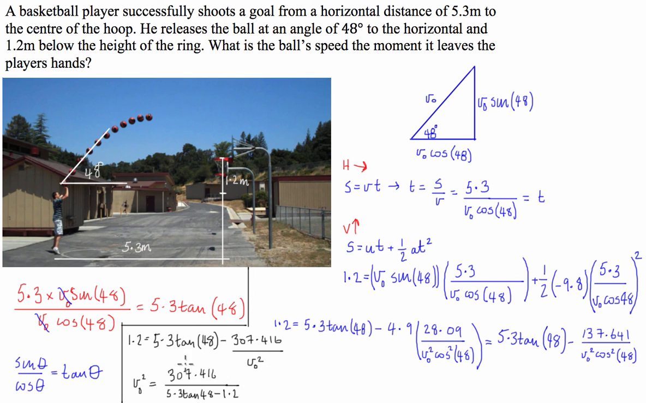So once we've computed this, we then take the square root of it and we find finally that v naught, or the launch velocity out of the basketball player's fingers, is going to be equal to 8.1 meters per second. So that's our answer right at the bottom.